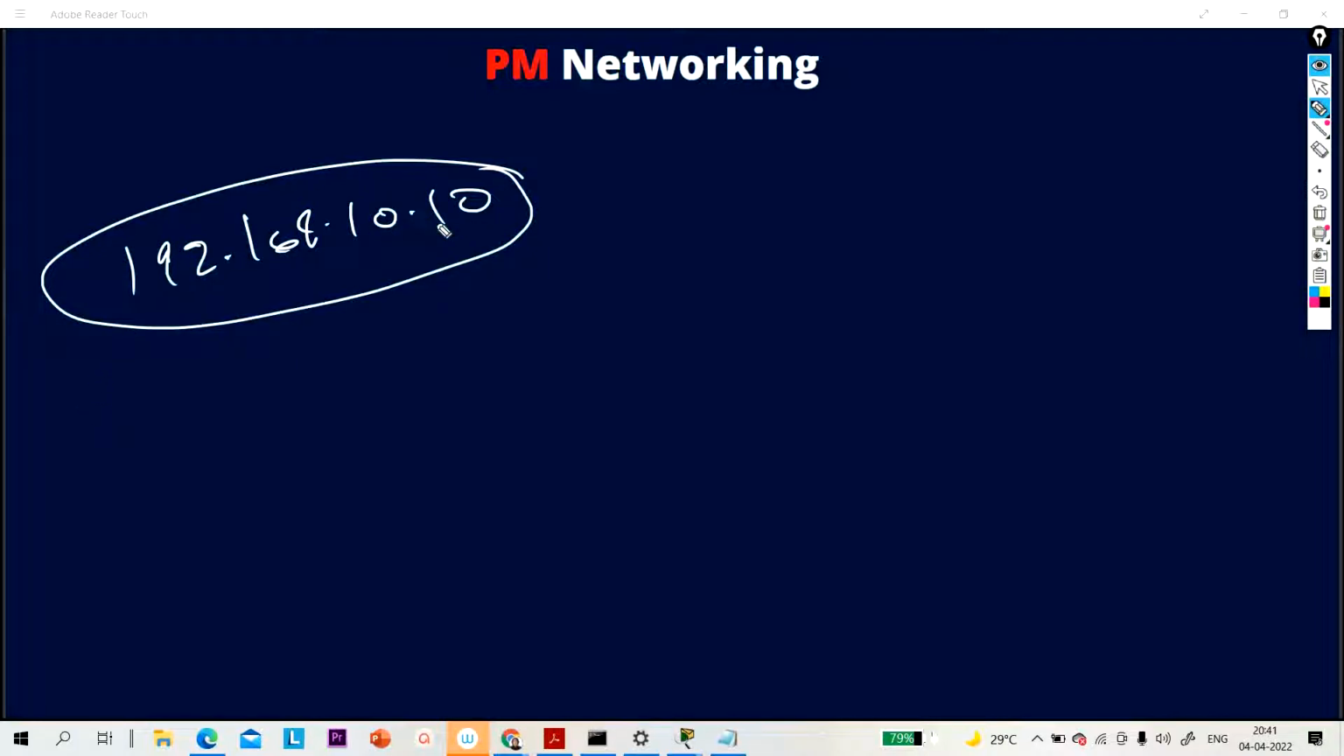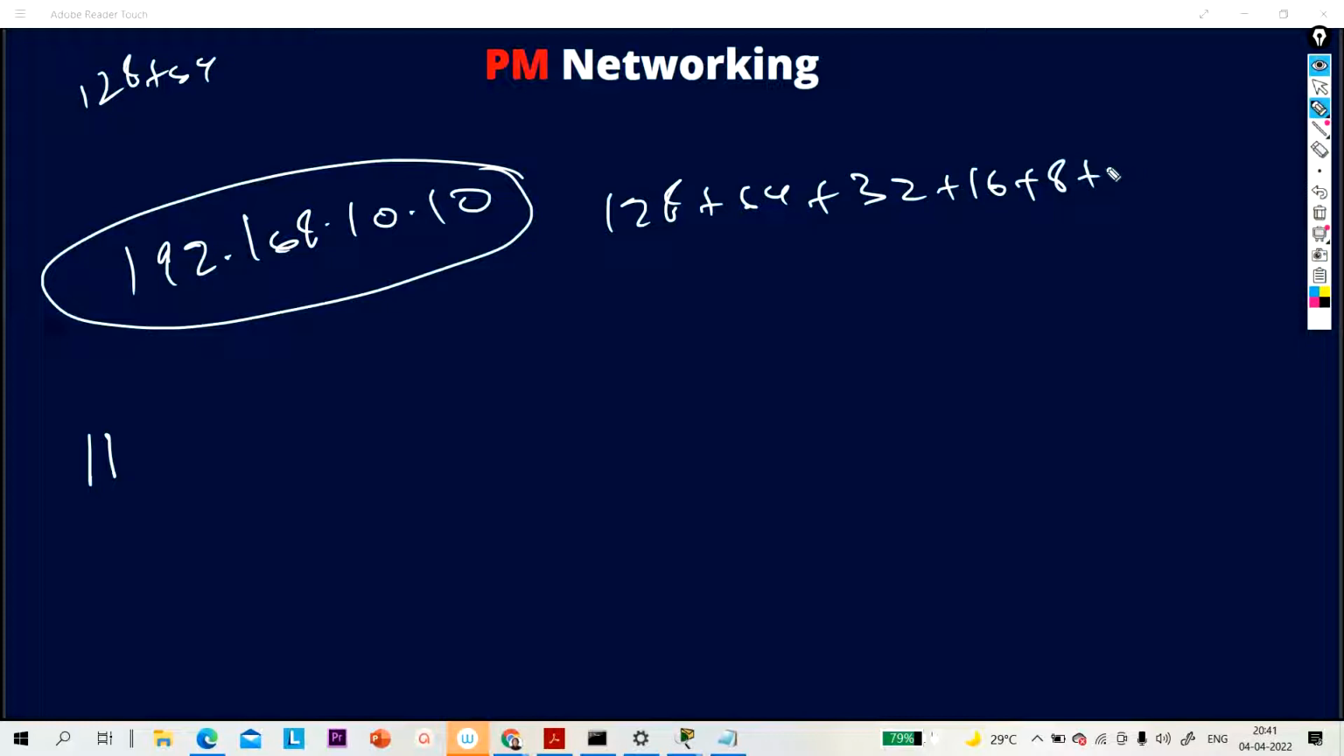192.168.10.10. 192 will be 1 1 0 0 0 0 0 0, because 192 is 128 plus 64. Then 128 plus 64 plus 32 plus 16 plus 8 plus 4 plus 2 plus 1, and zeros. 64 plus 4 will be 68.